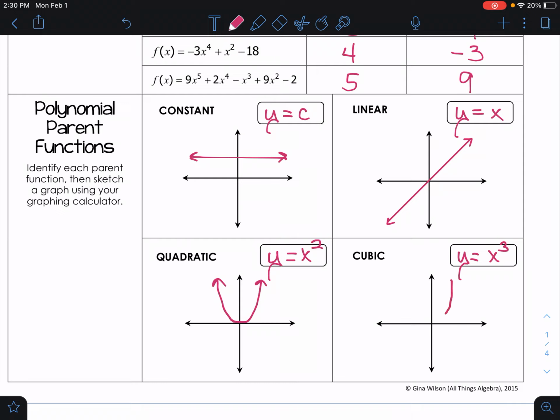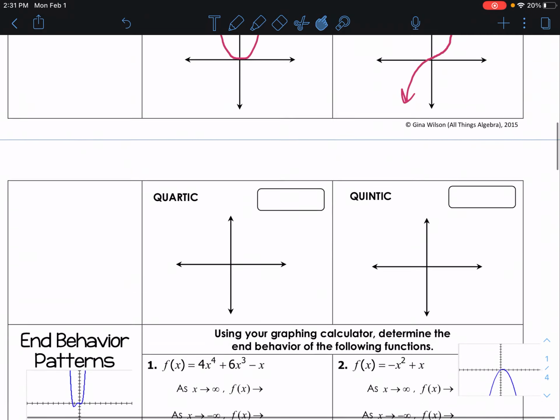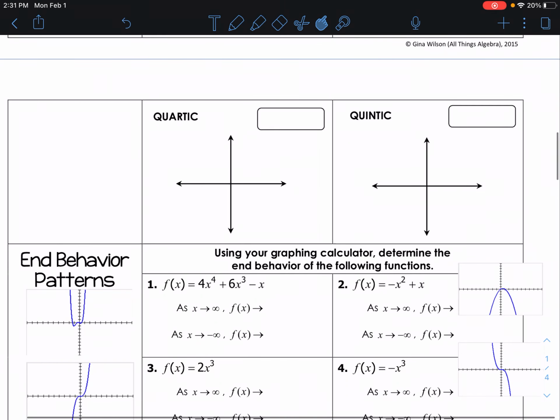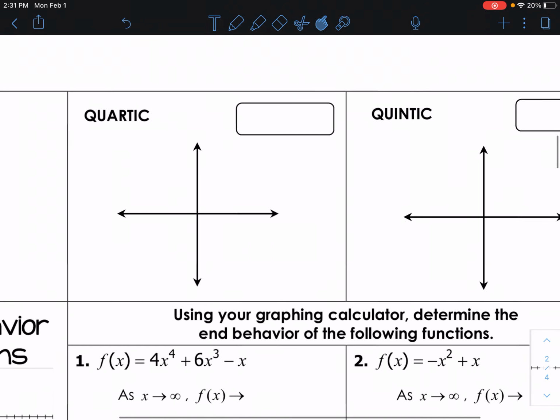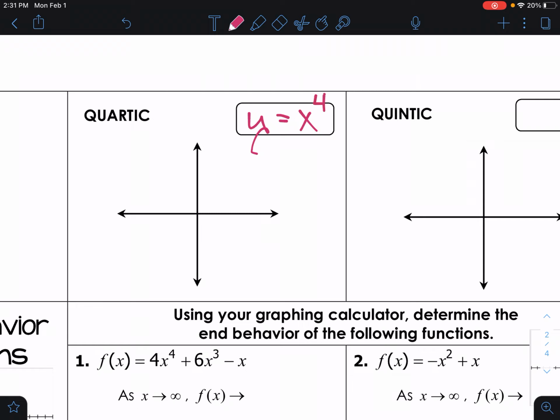And they look kind of like, I don't know, just like a squiggly line. It's got that squiggle in the middle and it should pass through the origin there. I didn't quite reach that, but you get the picture. And then let's talk about quartic and quintic ones. Quartic is to the fourth degree, okay? So this would be y equals x to the fourth.